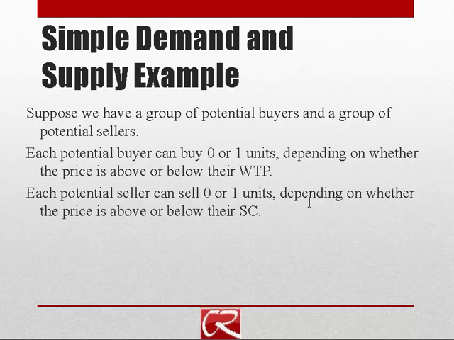So again, we're going to go back to our really simple example, where we have a group of potential buyers and a group of potential sellers, and each buyer can buy 0 or 1 units. They buy if the price is below their willingness to pay, and they buy 0 units if the price is above their willingness to pay. Likewise, each potential seller sells if the price is above their seller cost, or refuses to sell if the price is below their seller cost, because they would have to make a loss.